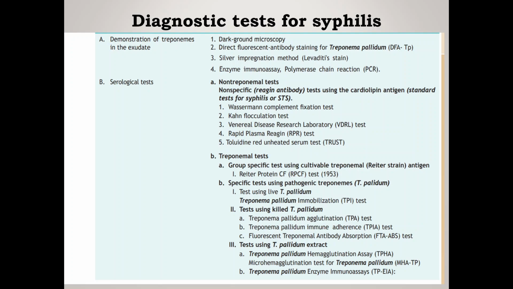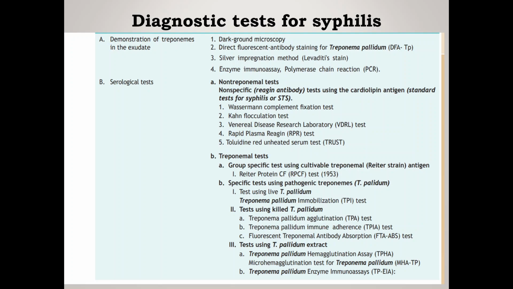Diagnostic tests for syphilis. We will use 2 main groups of tests: demonstration of treponemes in the exudate, where you will use different types of microscopic techniques and different staining methods, and serological techniques, enzyme immunoassay, and to study DNA you will use polymerase chain reaction. In serological tests, we know that Treponema pallidum contains treponemal antigens and non-treponemal antigens, and we will study antibody against specific antigens and common antigens.